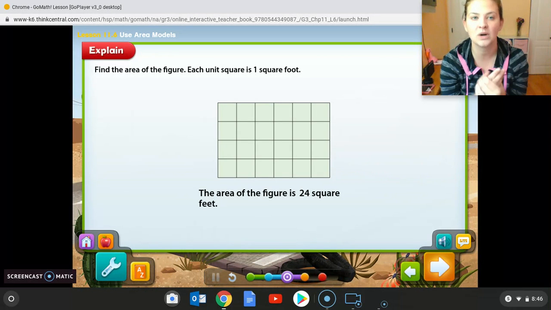You have a short 11.6 area practice in your Go Math. So I want you to go and do your assignment. Make sure you log on to ST Math as well and get your iReady minutes done.